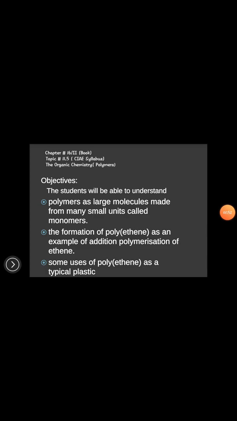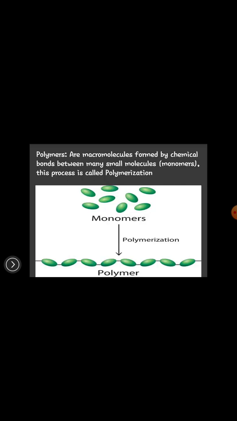Dear students, with these objectives, now we are moving towards our first slide, which will tell us in the simplest way how the polymers are formed. You can see here the polymers are basically macromolecules, and you know that macromolecules are molecules with high molecular weight. These are formed by the chemical bonds between many small molecules, and these small molecules are called monomers. We call this one unit.